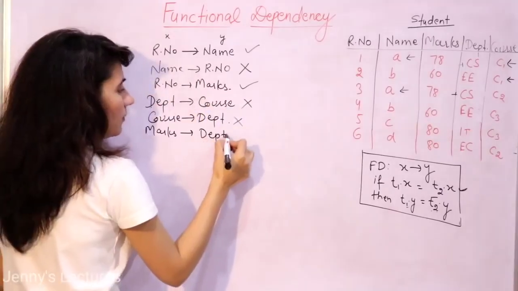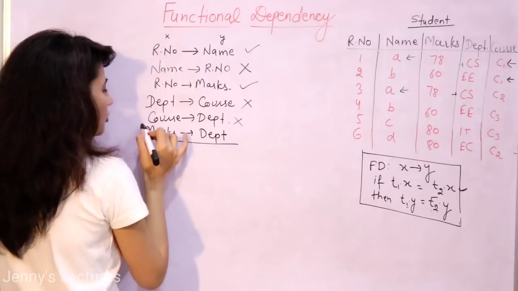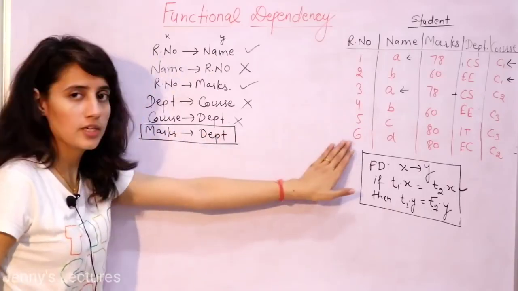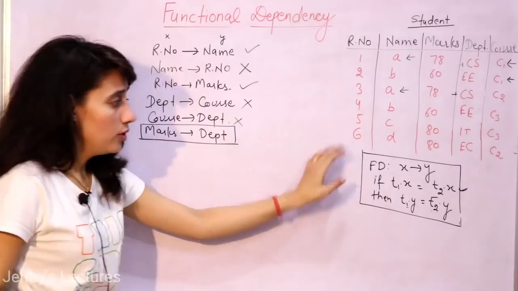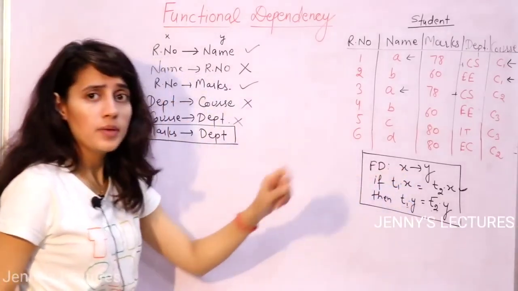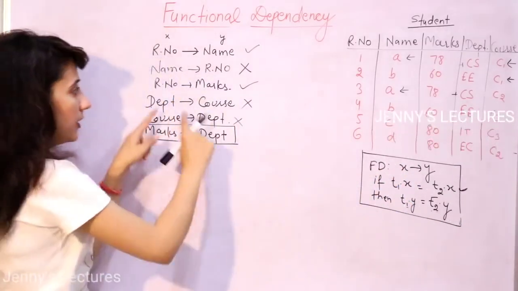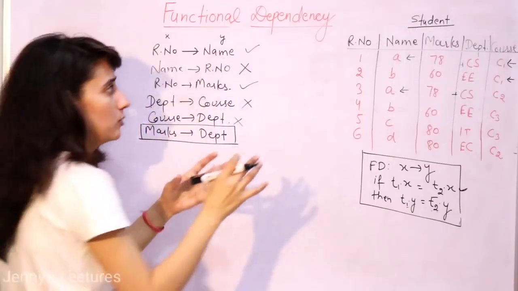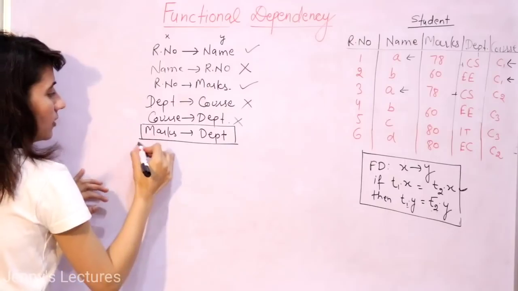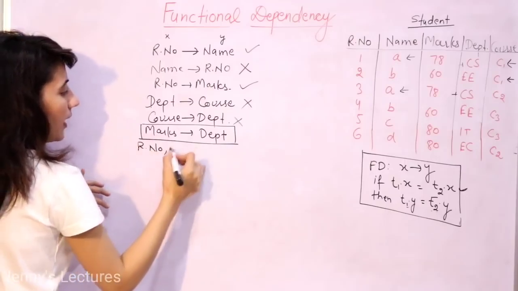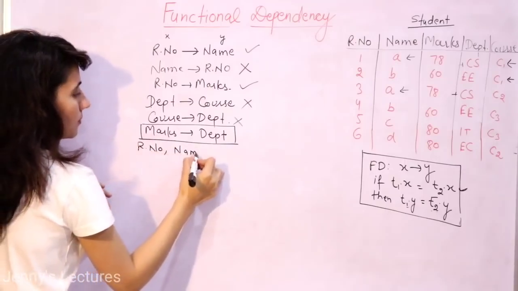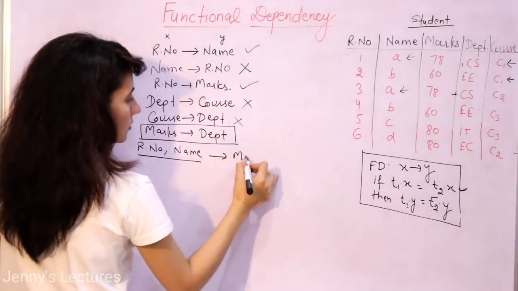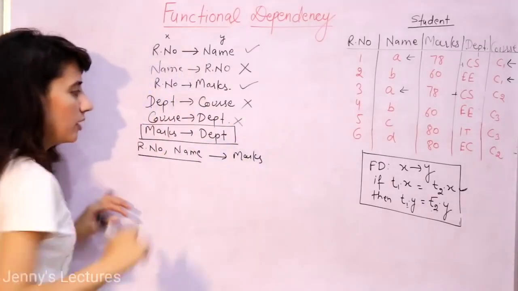Now you tell me, is this a functional dependency or not? Marks determines department from this relation, right? Now I have told you that x and y may be sets of attributes. Here I am taking only one attribute in x and y. Now suppose I am taking a set of attributes. Let us check roll number and name both determine marks. Is this a functional dependency or not?